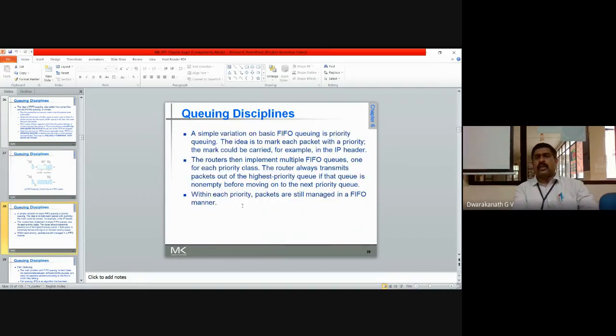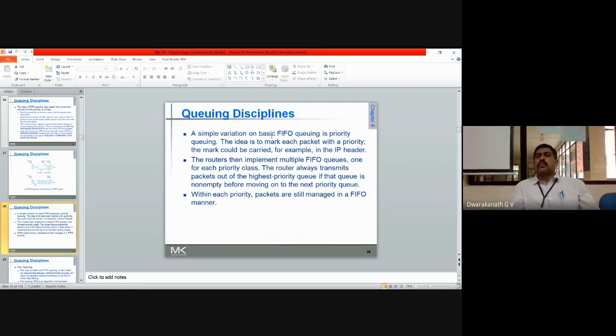Coming to the next thing. A simple variation on basic FIFO queuing is priority queuing. Now we'll step into the next queue format. Here we make a simple change in a FIFO that we call priority queuing. So what change are we going to make?